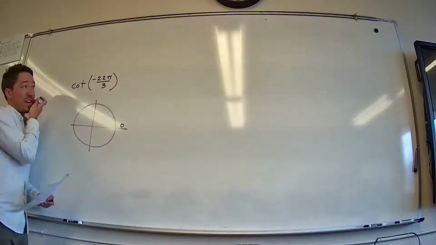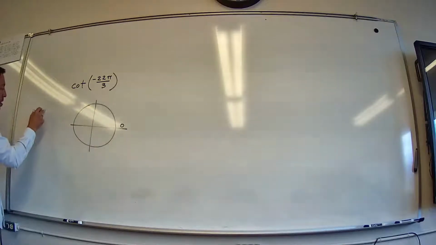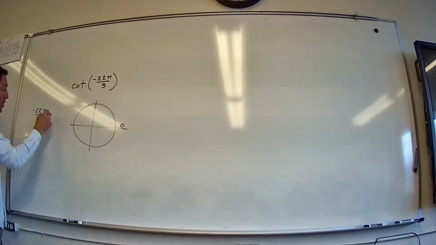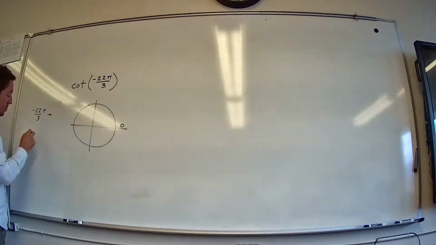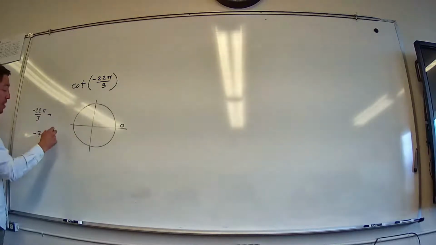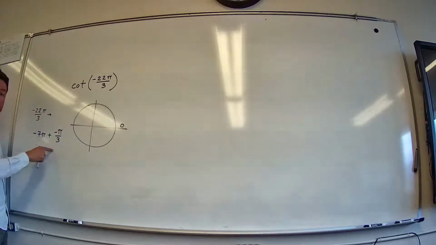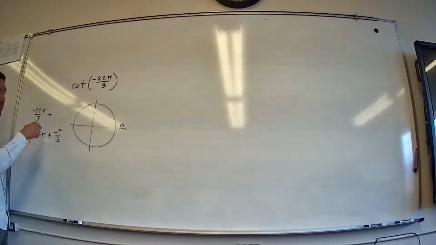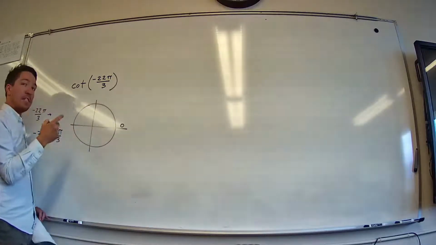We could count that off pretty easily, but I think it's actually more interesting to go, well, let's see. Negative 22/3 could be written as what? Negative 7 plus an extra negative 1/3. Does that make sense? It's like 21/3 with an additional third. Keeping in mind, though, that 7 pi would land you where?